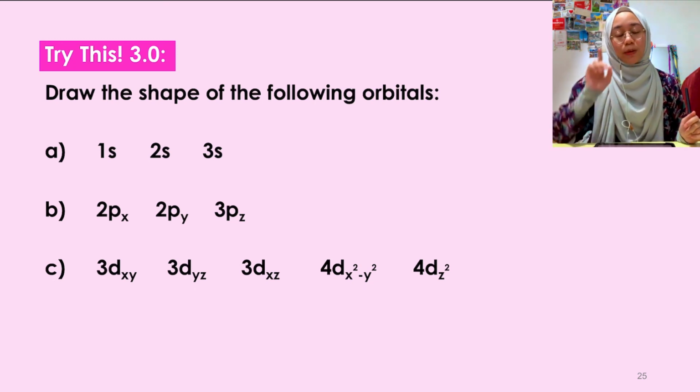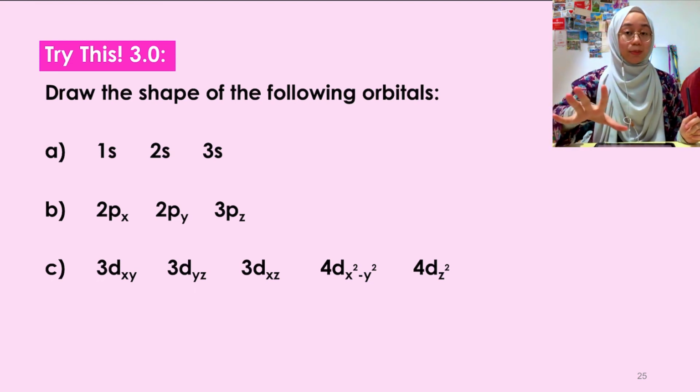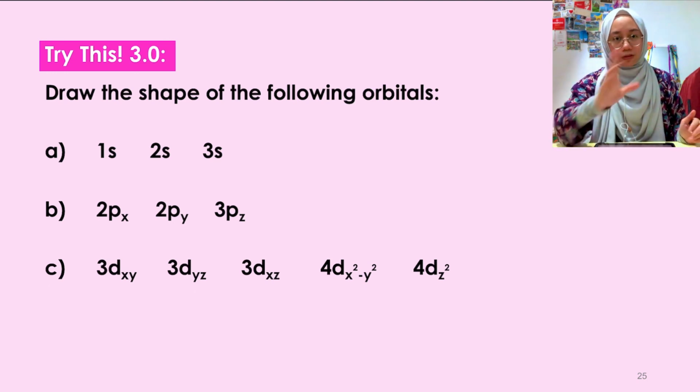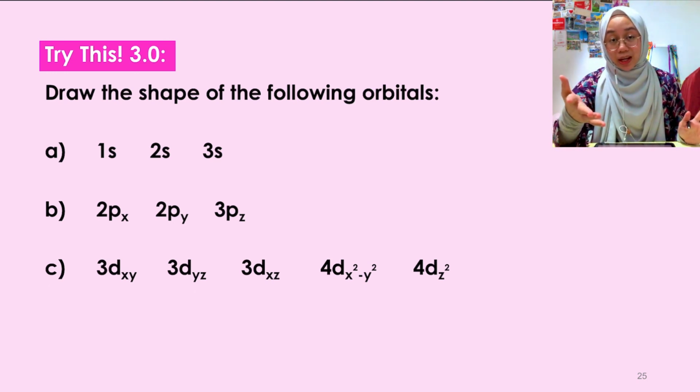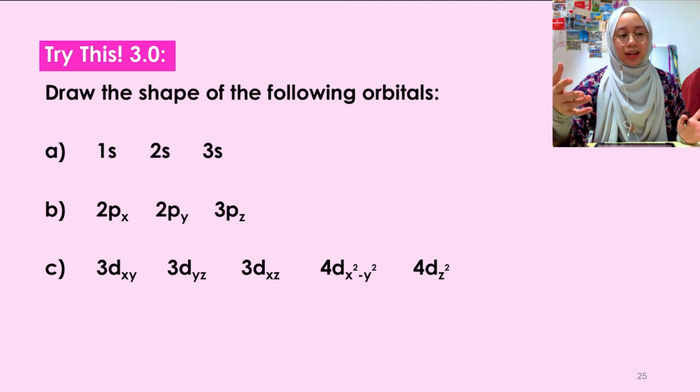Okay, so make sure you aware with the value of n sekali, ada beza value of n. So with different n, it has different size. Remember that. Okay. However, kalau semua adalah p, bermaksud the shape semua sama sepatutnya. Okay, which is dumbbell. And then kalau d, the shape is cloverleaf, except for the one with z squared is a bit different. And if it is s orbital, meaning the shape is spherical.